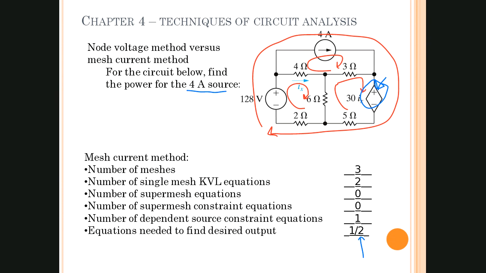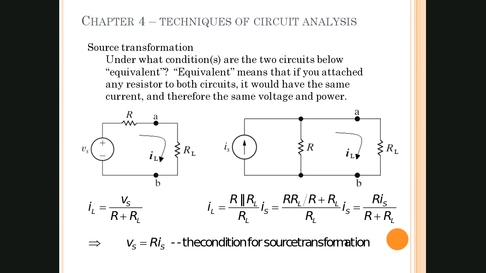And 1 dependent source constraint. So we do have 1 constraint and 2 single mesh equations, and that would work. Okay. Now, that was just a little review, this will take us to source transformation, which is the topic of this lecture and what your next laboratory assignment is going to be.